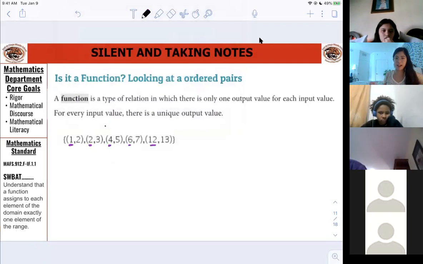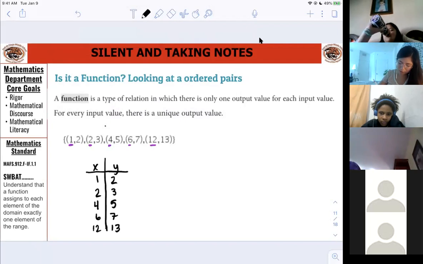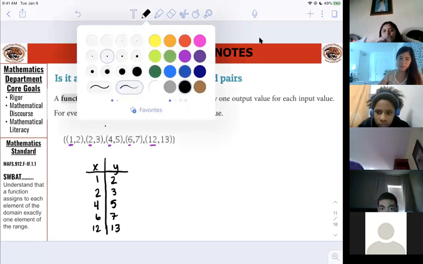So what I like to do is turn my list into a table, just a very basic table, so that I can visualize it a little bit better. If that helps you, do it, because anything that's going to help you is good. I'm literally just writing each point down on this table, because that helps me to visualize it a little bit better.